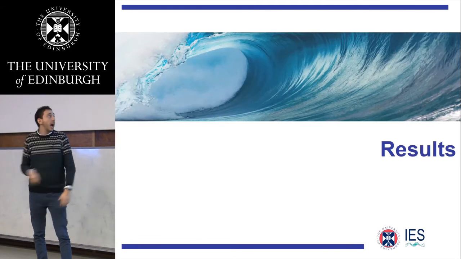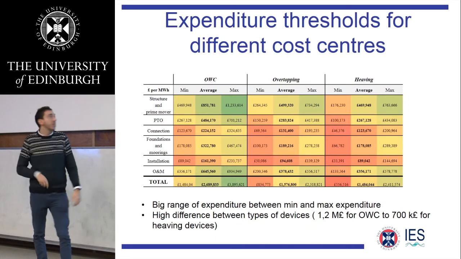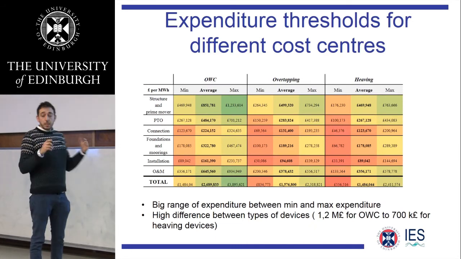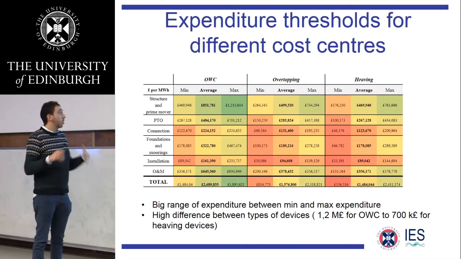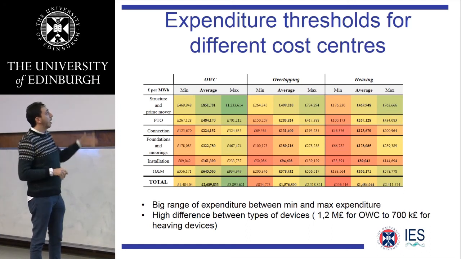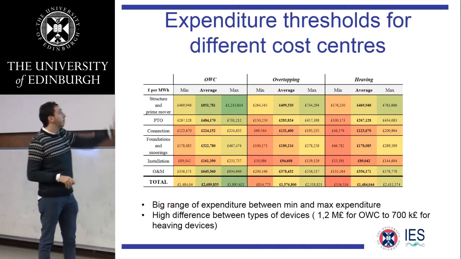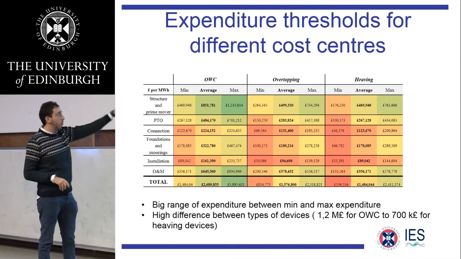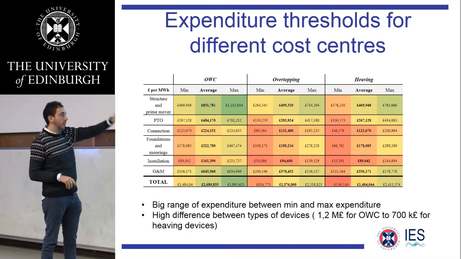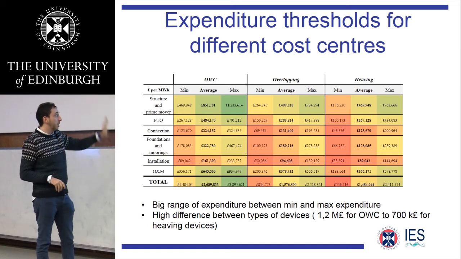Okay, and I'm going to show you some results. These are the expenditure thresholds per cost center for each of the categories that we developed. We have 3 different scenarios: minimum, average, and maximum. Here we present 3 classes of converters. In the next slide there will be 2 more. As you can see, there's a big range of expenditure between minimum and maximum. There's a high difference between devices.